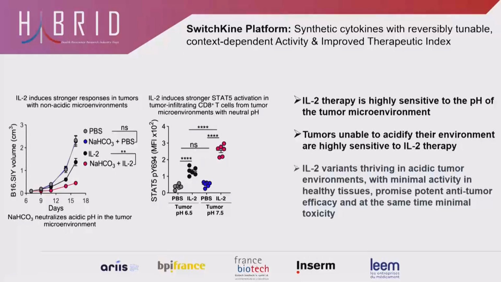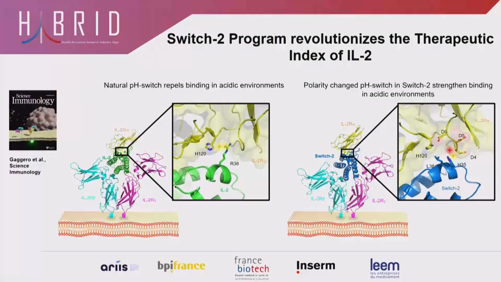So IL-2 variants that thrive in an acidic environment could have a really profound effect on the target while minimizing the toxic effect. So using yeast display, we created a molecule called Switch2. And Switch2 has this unique property that it has very low activity in the systemic organs, binding the receptor with very low affinity, but it has full-blown activity in the acidic tumor.